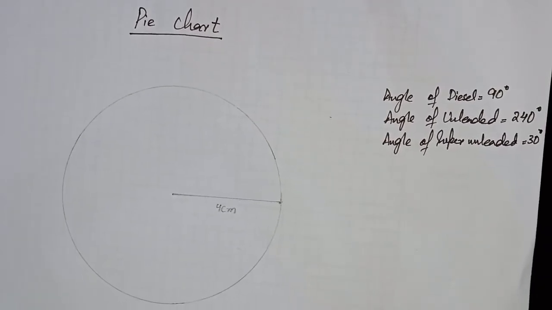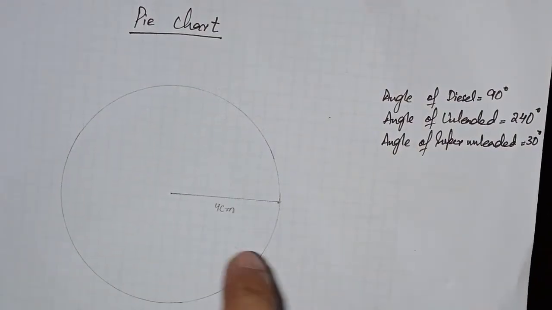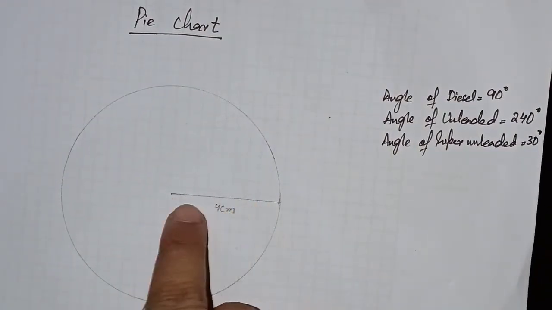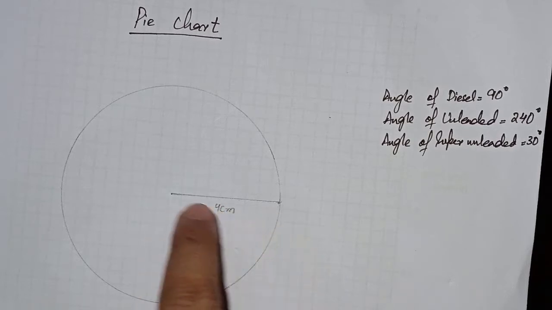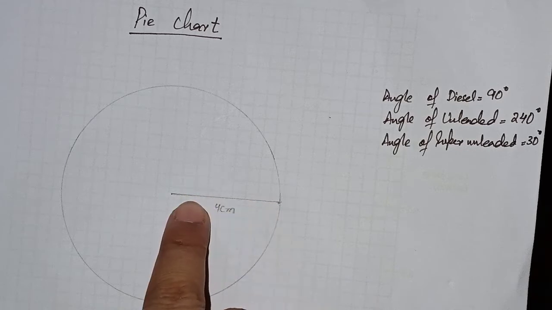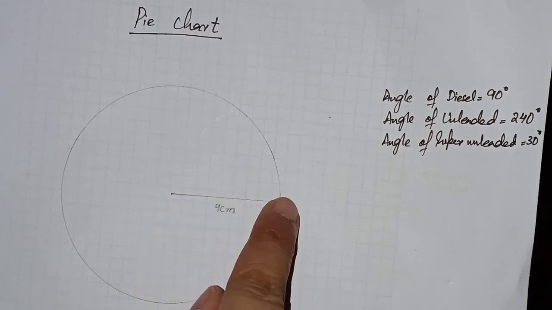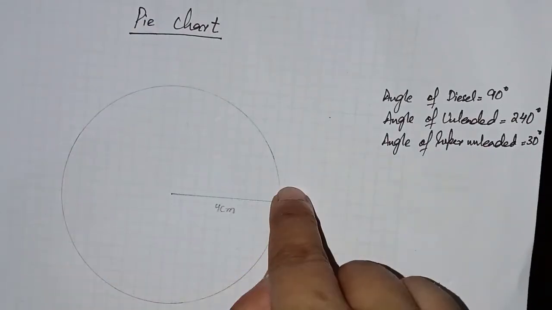So as you see, I have drawn this circle. Now this radius line is our baseline. Sometimes this baseline is already drawn in the question, but here we first drew this baseline, and then with the help of this baseline we drew this circle.